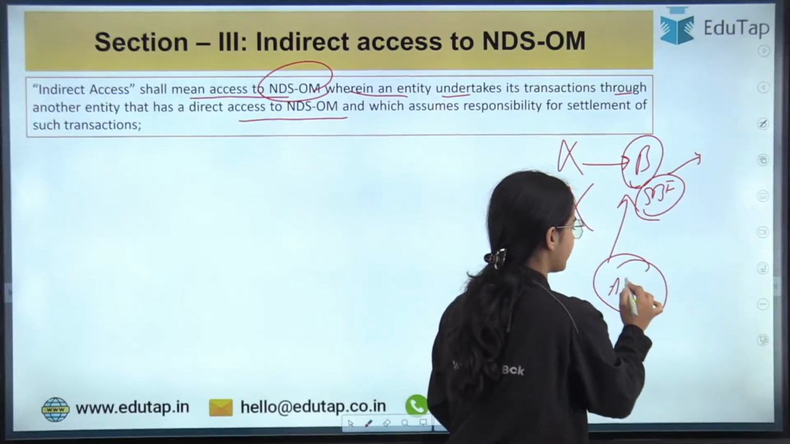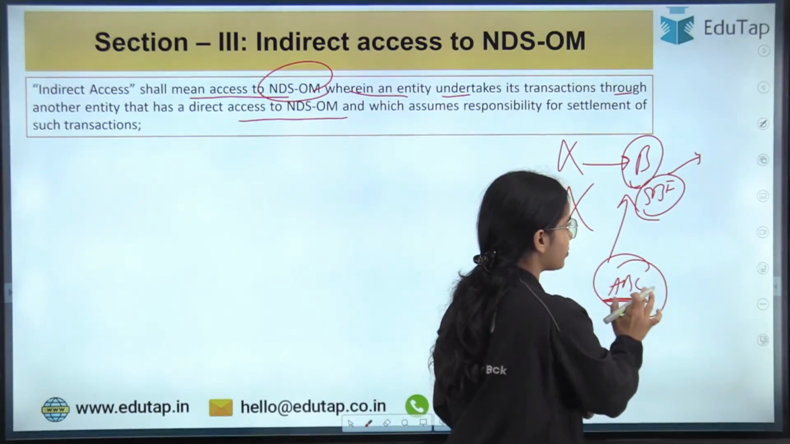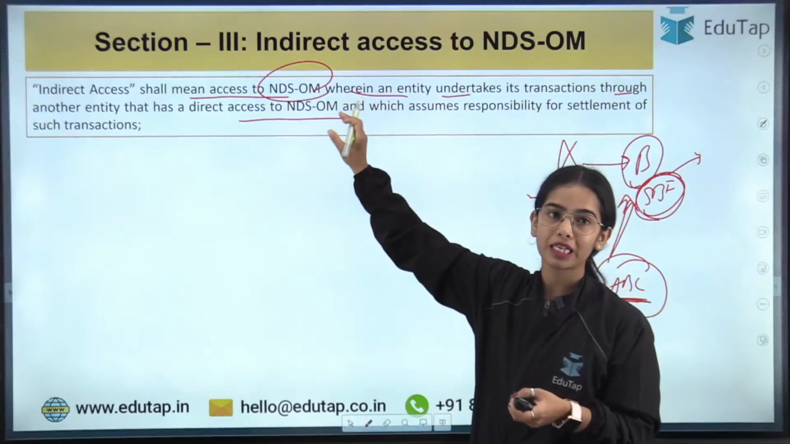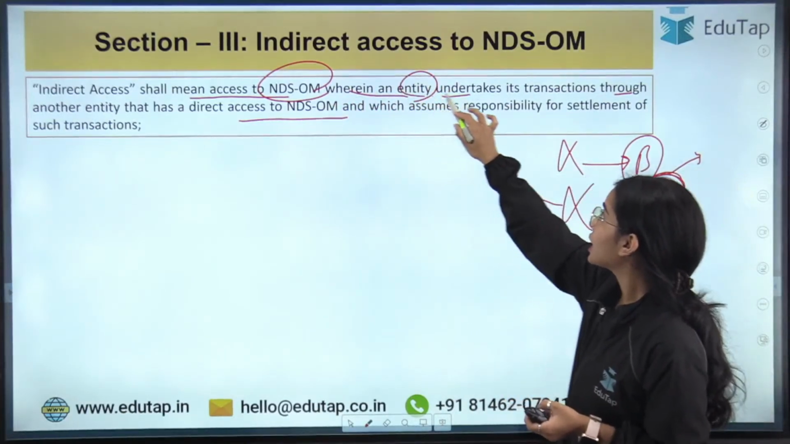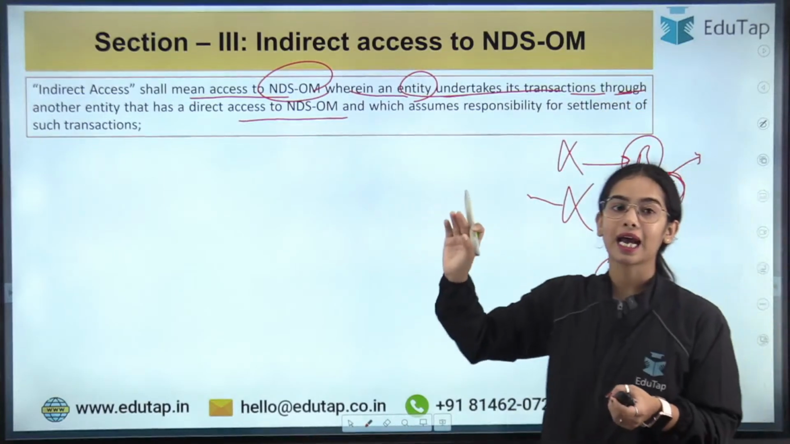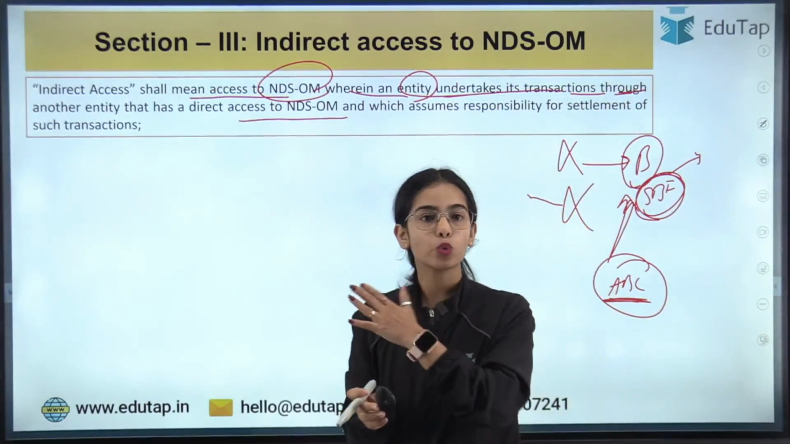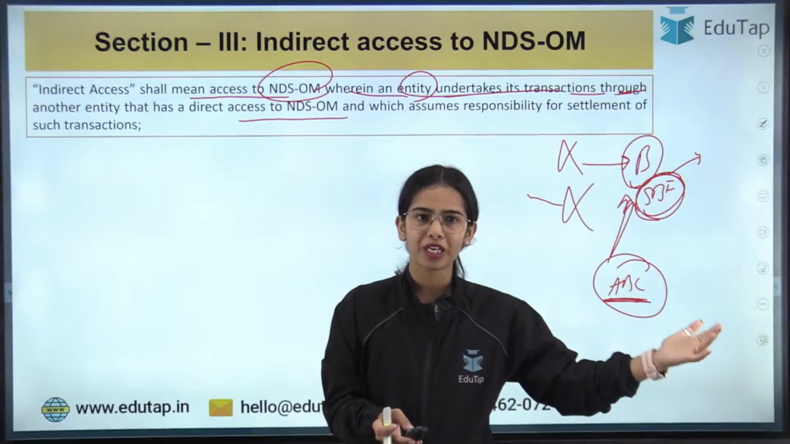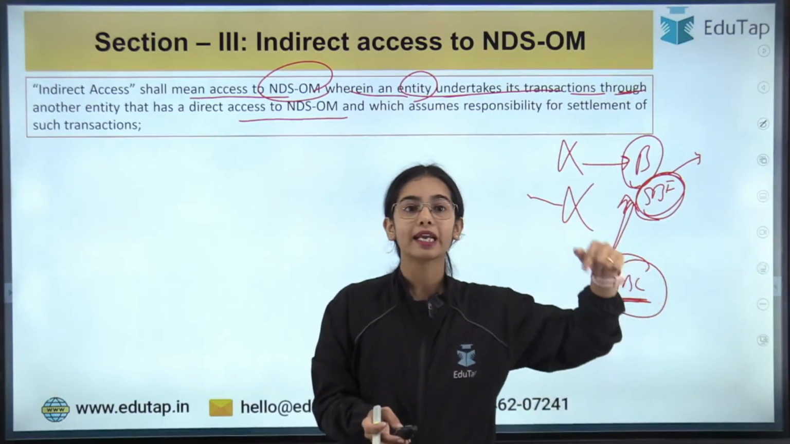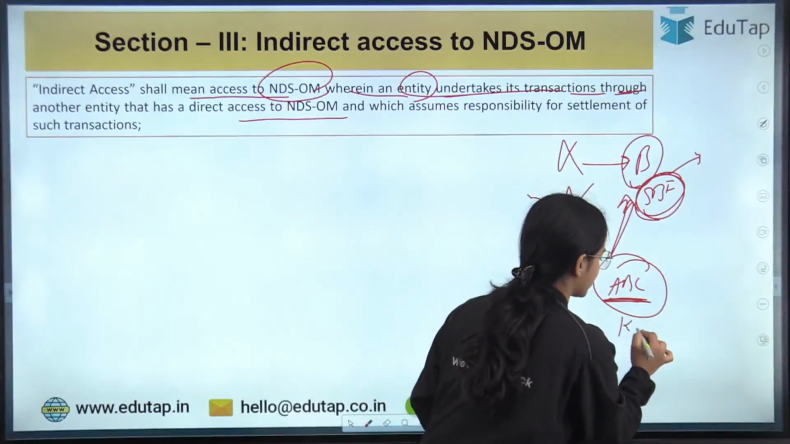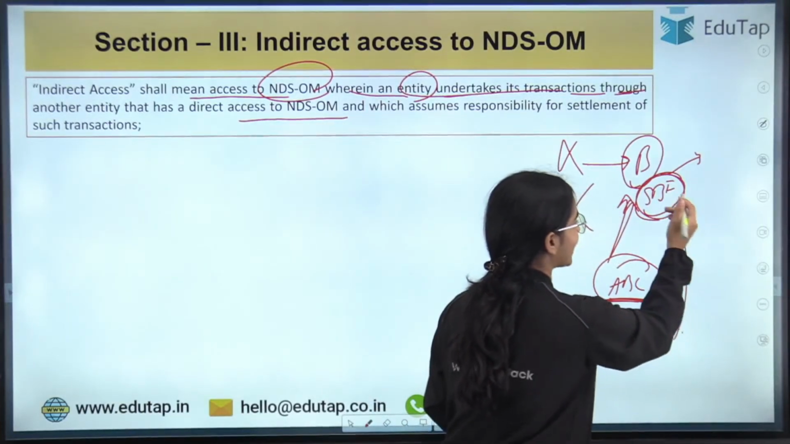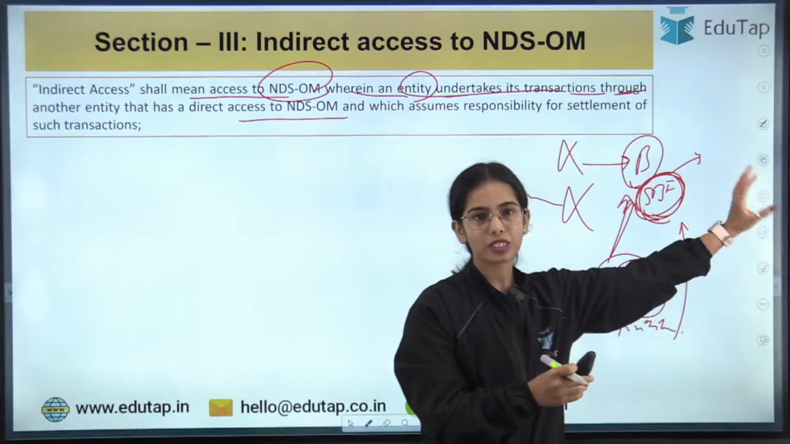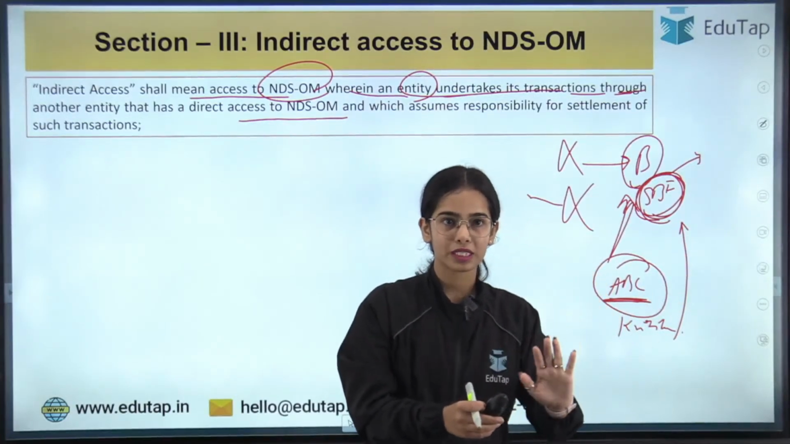The person ABC does not have the direct access. So the person ABC, through any entity that has direct access, can do the trade. So indirect access shall mean access to NDS OM wherein an entity undertakes its transactions through another entity that has direct access to NDS OM. Now I do not have any direct access to NDS OM, but I am a customer of PNB, or I am a customer of SBI. If they have direct access to NDS OM, then I, that is Kritika, can go to my bank and ask my bank, for a small fee, to do the transactions in the secondary market on my behalf. I hope this is clear.